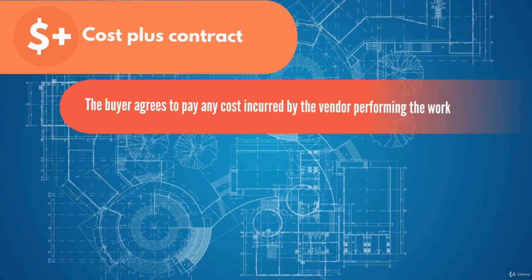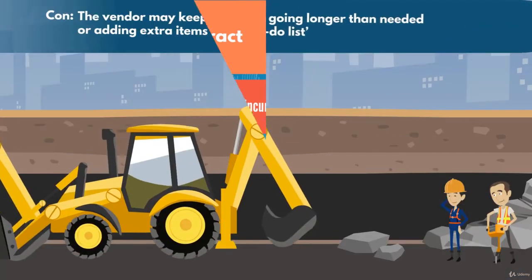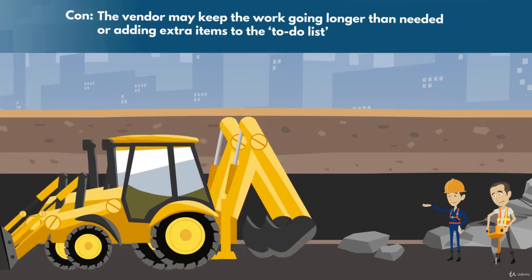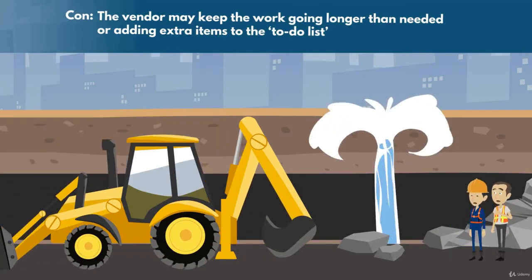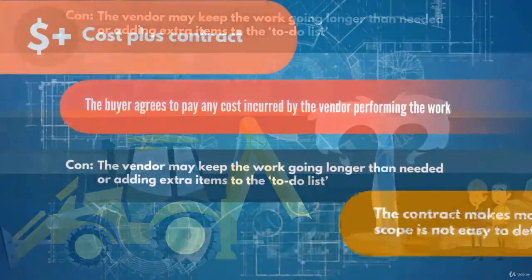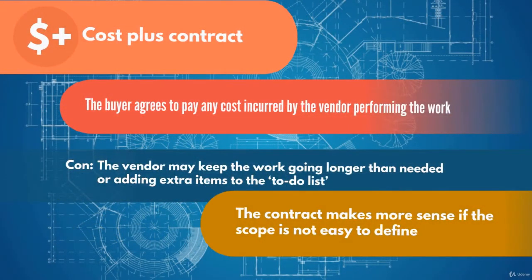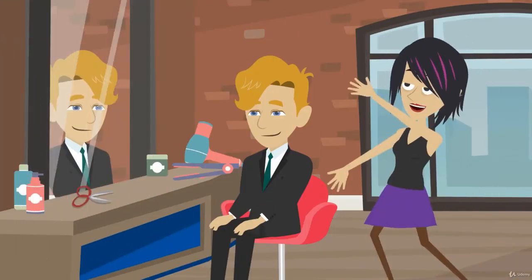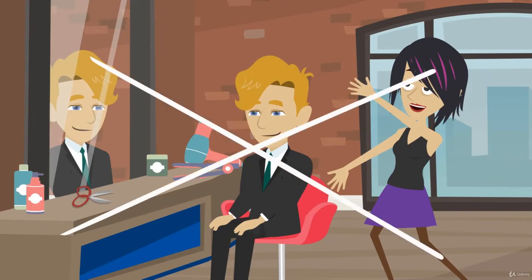But with that comes the risk of covering all extra costs, along with the chance that the vendor may keep the work going longer than needed, or adding extra items to the to-do list. This contract makes more sense if the scope is not easy to define, but proper controls need to be put in place to ensure money is only spent on things essential for the project. A fancy new haircut for the vendor doesn't fall into this category.